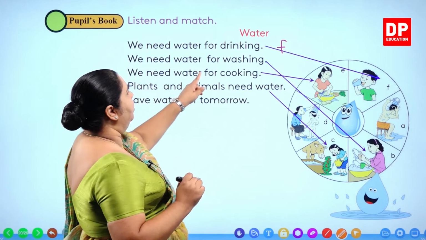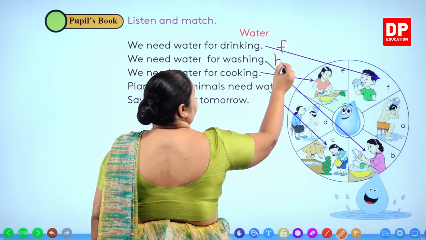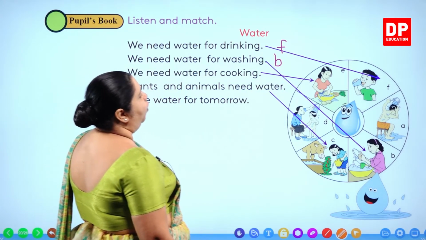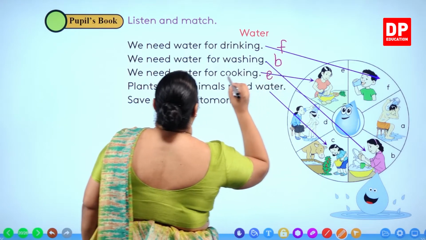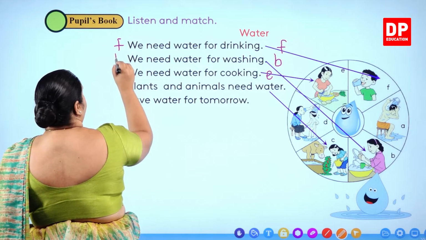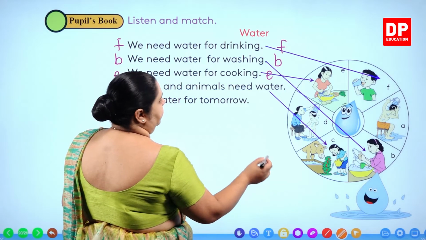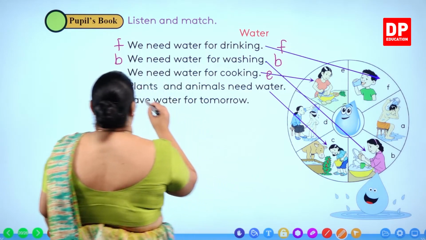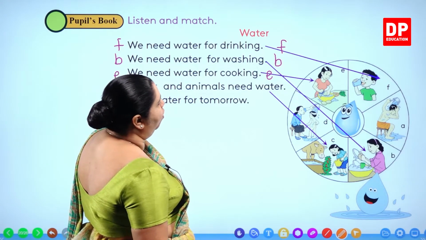We need water for washing. That is picture B. We need water for cooking. That is picture E. Okay, I will write on this side for you to see. Picture F, picture B, picture E. Plants and animals need water. That is picture C. Okay, save water for tomorrow.